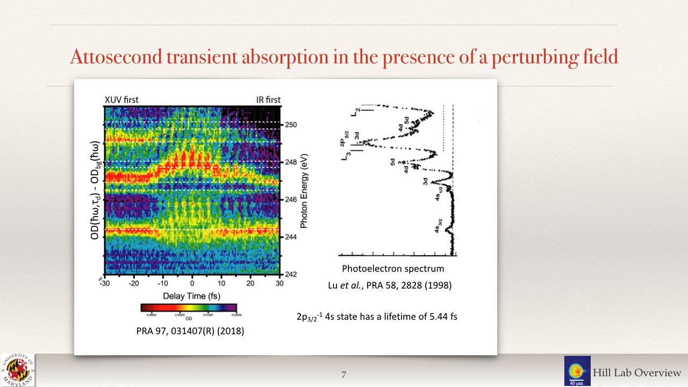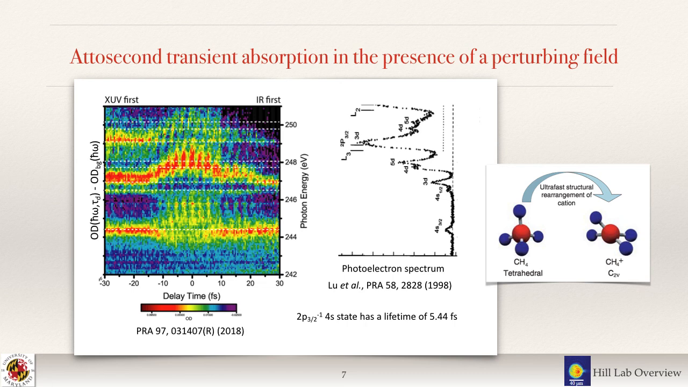The IR now interacts only with the valence electrons. And even though it's only interacting with the valence electrons, it causes perturbation to the deeply buried inner shell electrons. And that becomes a really nice technique for looking at what happens as you move electrons around in a molecule.